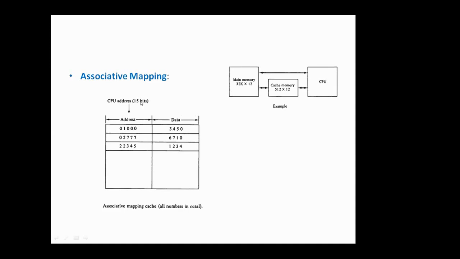Now the CPU generates a 15-bit address. The address is searched here. If this address generated by the 15 bits is found here, we say we have a hit. For example, if the CPU says 22345, and there is a hit, then we have found the data here. This data will be transferred to the CPU. And if the address is not found here, we call it a miss, and the word is accessed from main memory, and an entry is made here in cache memory also.